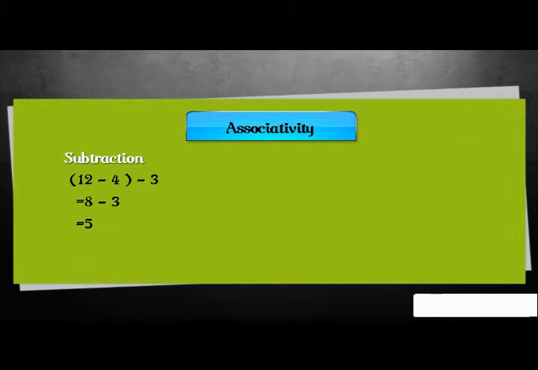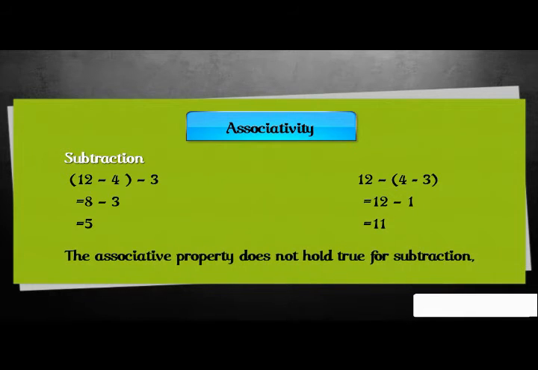Whereas, on changing the brackets, we have 12 minus in bracket 4 minus 3. On solving, we have 4 minus 3 equals to 1 and 12 minus 1 gives 11. On changing the order, the result also changes. In one case, the answer is 5 and in the other, 11. We see that the associative property does not hold true for subtraction.